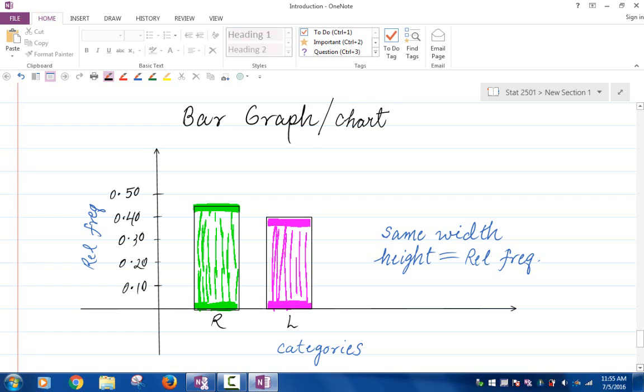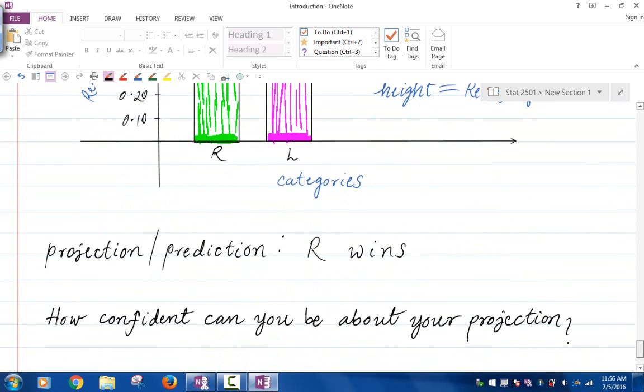Right? So this would be the graphical representation of the data. And this is called a bar graph or a bar chart. Is everybody clear how to create a bar graph? You use the same width for all the categories, and you represent each category by a rectangle. The height is the relative frequency, or you can just use the raw frequency if you want.